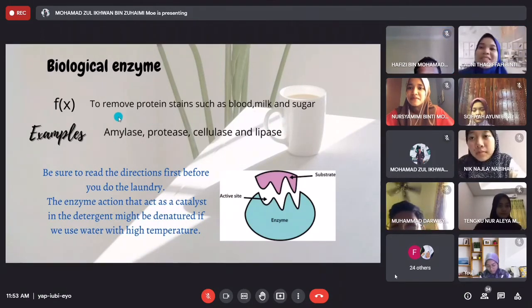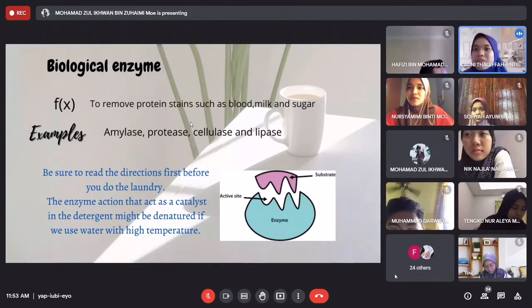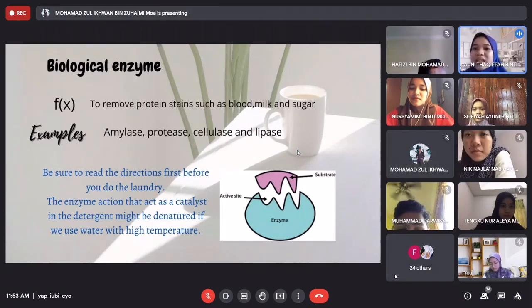Okay. One of the additives is biological enzyme. The function of biological enzyme is to remove protein stains such as blood, milk, and sugar. The examples of biological enzymes used are amylase, protease, cellulase, and lipase. Be sure to read the directions first before you do the laundry. The enzyme action that acts as a catalyst in the detergent might be denatured if we use water with high temperature.